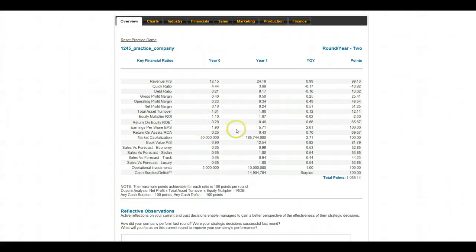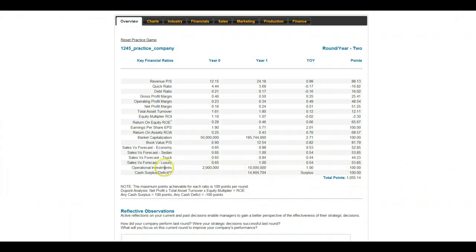So we're looking good here. My earnings per share went up. I earned 100 points for that. See, it went up 200%, but the maximum points you can earn is 100 in any category. Return on assets went up, my market capitalization, and my forecasts were much more accurate, from 65% accuracy to 99%, 100% accuracy. I earned points for that.